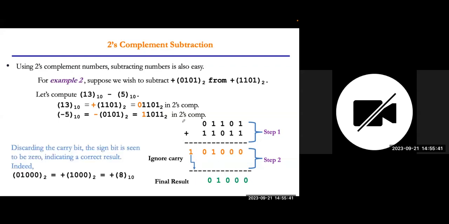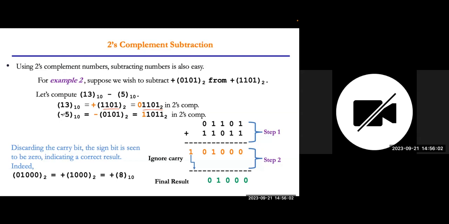So this is another example of subtracting 5 from the positive signed number 13. It can be represented in binary form as 1101. It is positive, so plus. The two's complement of this number is 01101.